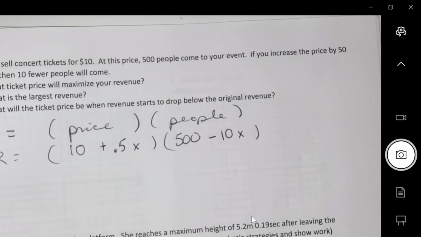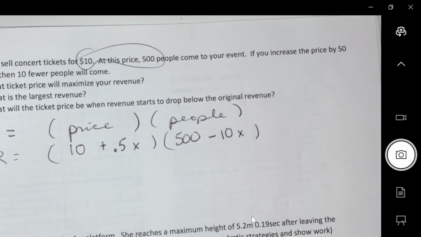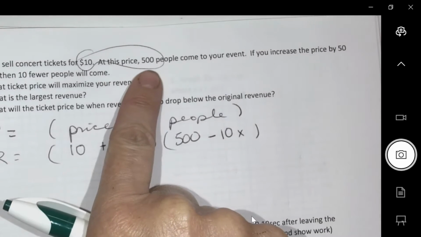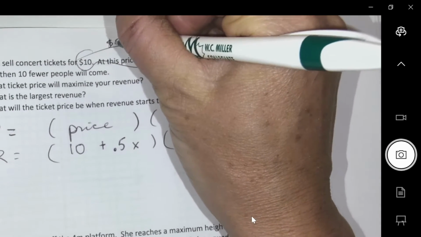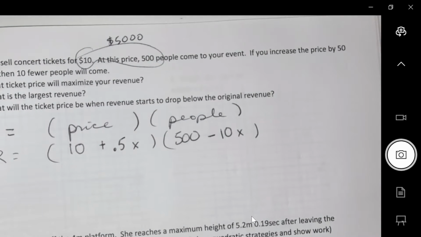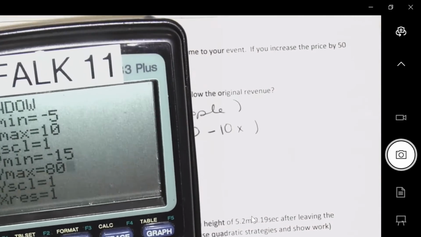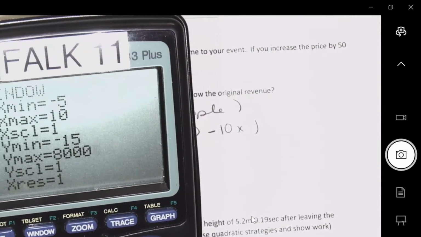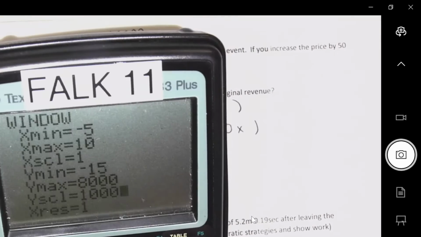Anybody want to guess a window? Because how much money was I making just at the start? So that's already 5,000 right there. So I'm going to go to 8,000 on my window. Not sure. So I'm going to go Y max 8,000. I'm going to go up by 1,000.